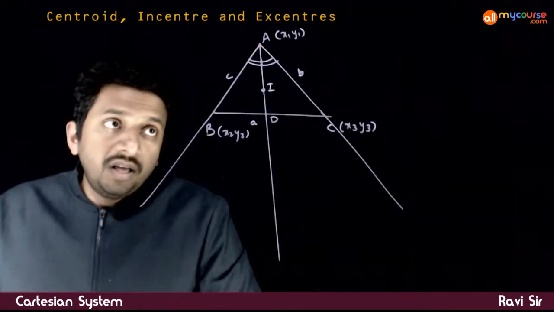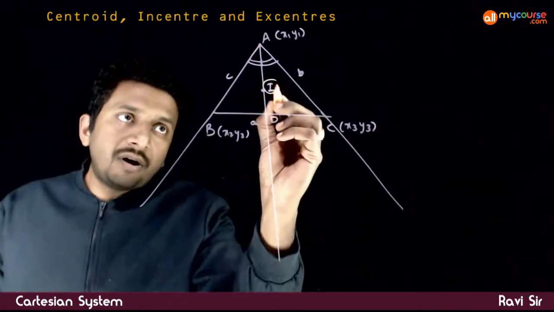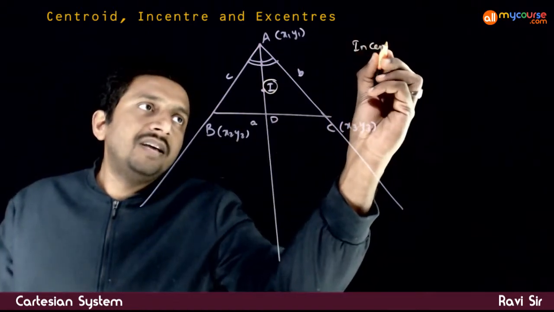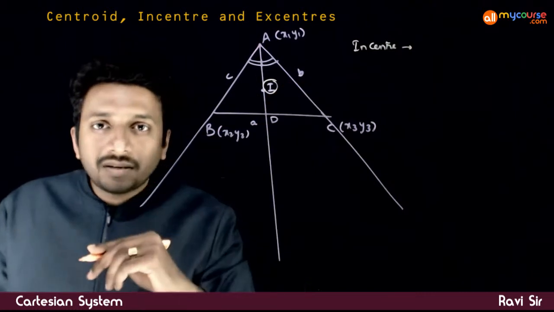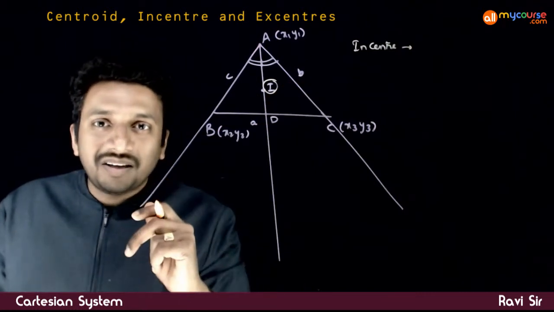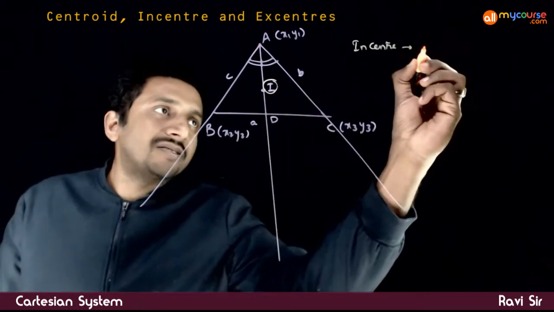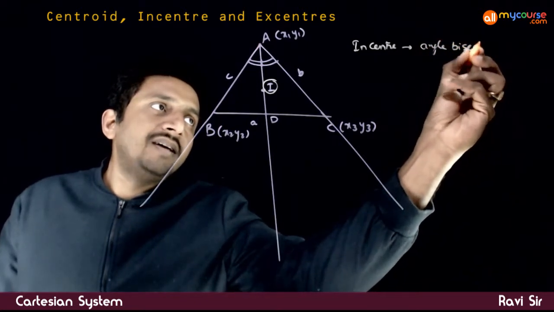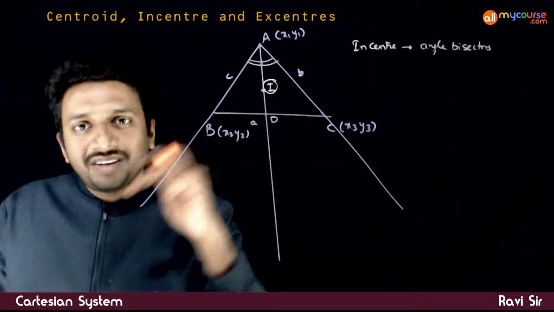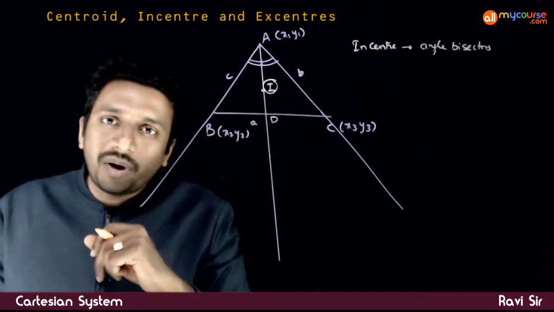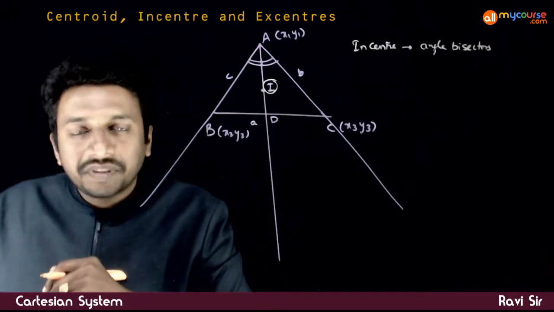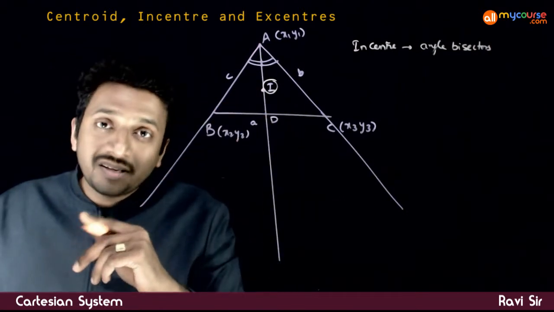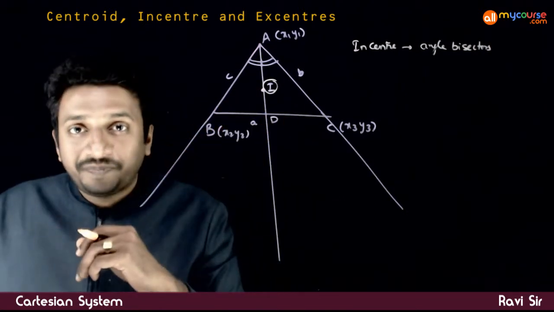Next, if you go to the incentre of a triangle, incentre is nothing but the point of concurrency of the angle bisectors. So if you draw the angle bisectors of all the three angles, they intersect at a point which is called the incentre. Now how do we find the incentre of the triangle using the section formula?